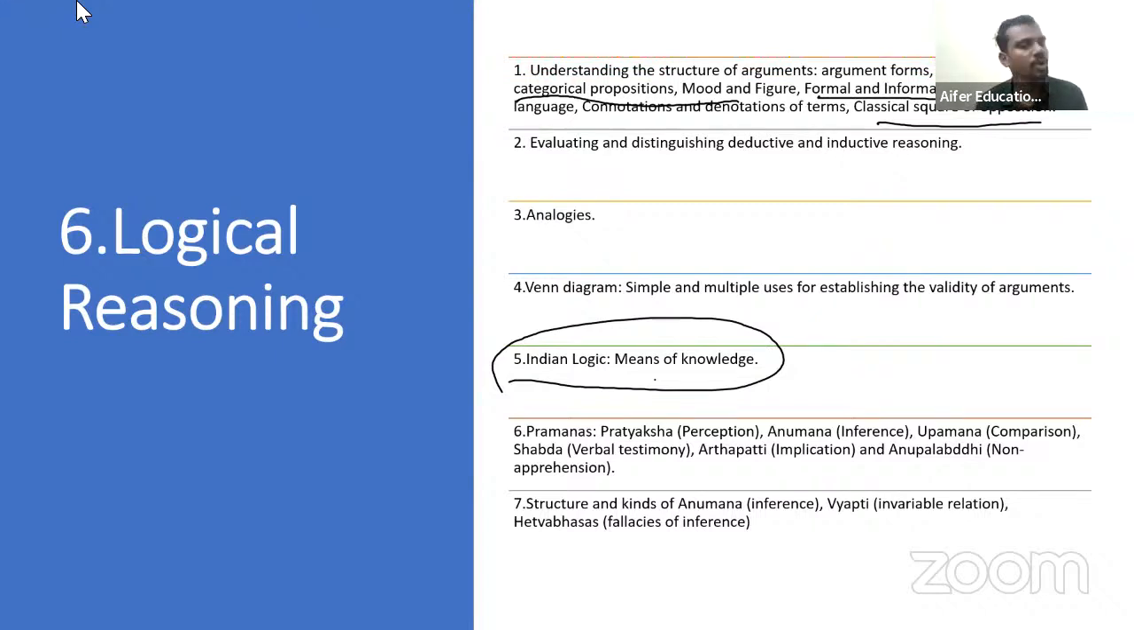So the 4 areas you have to concentrate on in logical reasoning, once again: categorical proposition and square of opposition, formal and informal fallacies, then mood and figure and Venn diagram for solving syllogism questions, and finally Indian logic. These are the areas you have to concentrate on in paper 1, especially when you have only very few days left for the exam. In today's video, I will only discuss these important topics, and the remaining topics I will discuss in the upcoming days.